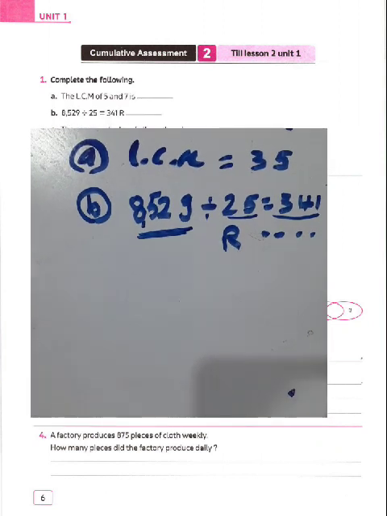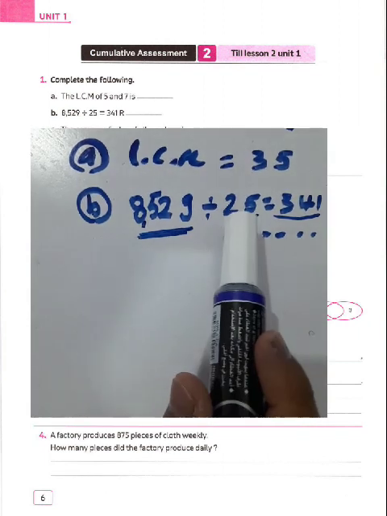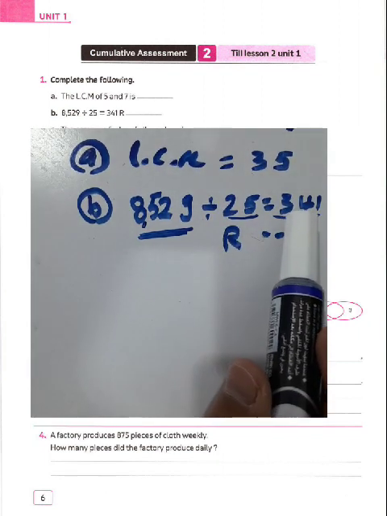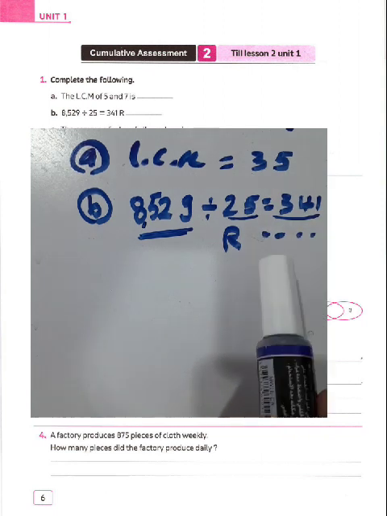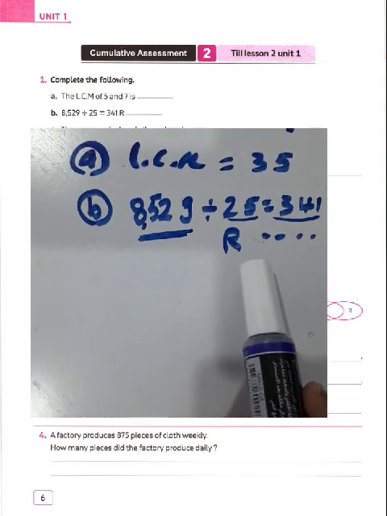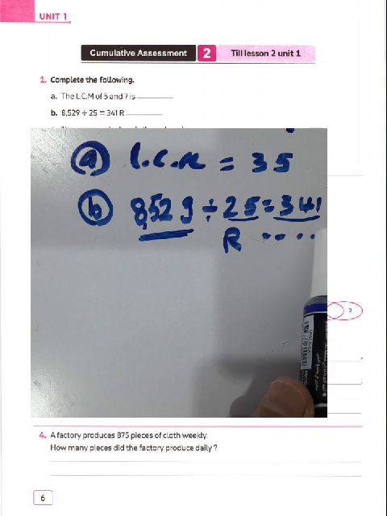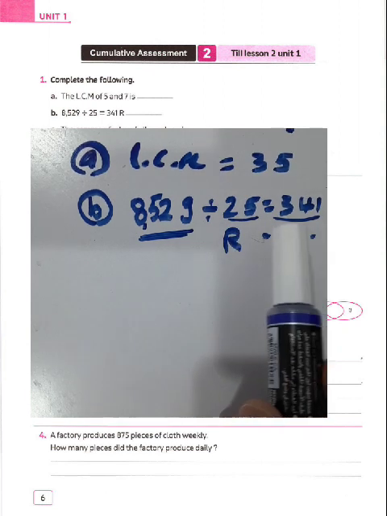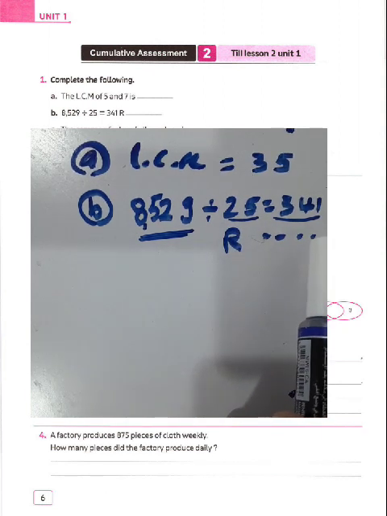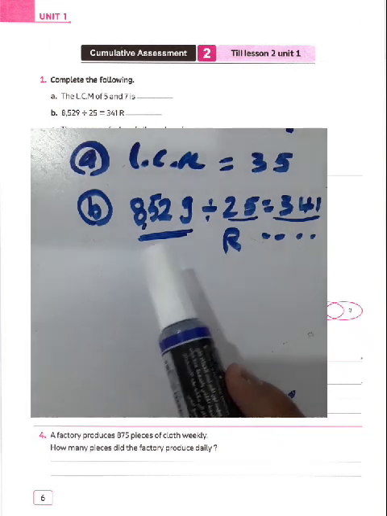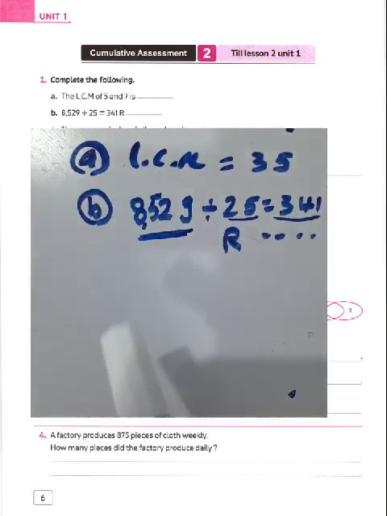Letter B. 8529 divided by 25 equals 341 and the remainder is blank. You can find the remainder by multiplying the quotient by the divisor, and the result will be a number less than the dividend. Then you subtract it from the dividend.